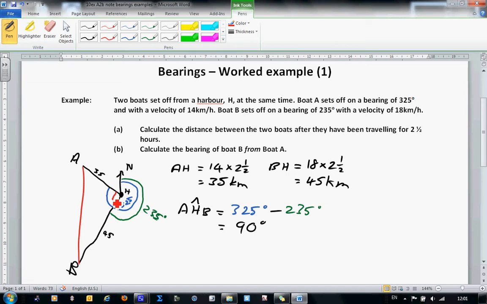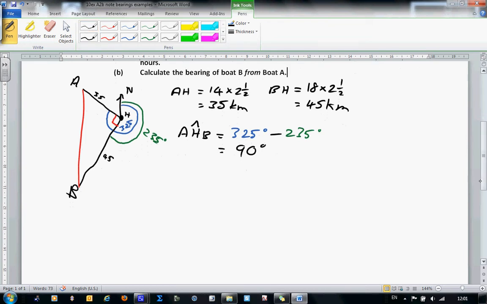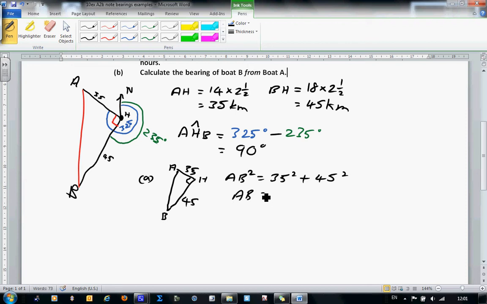Right. So now we've got the diagram. Well, all we have to do is use it. So let's use this diagram. We can see that it's a right angled triangle. And we know that that's 35 and that's 45. So AB squared using Pythagoras theorem must be 35 squared plus 45 squared. So AB will be the square root of that answer, which ends up, once you've tapped your calculator a few times, approximately 57 kilometers. Done. So A is done.